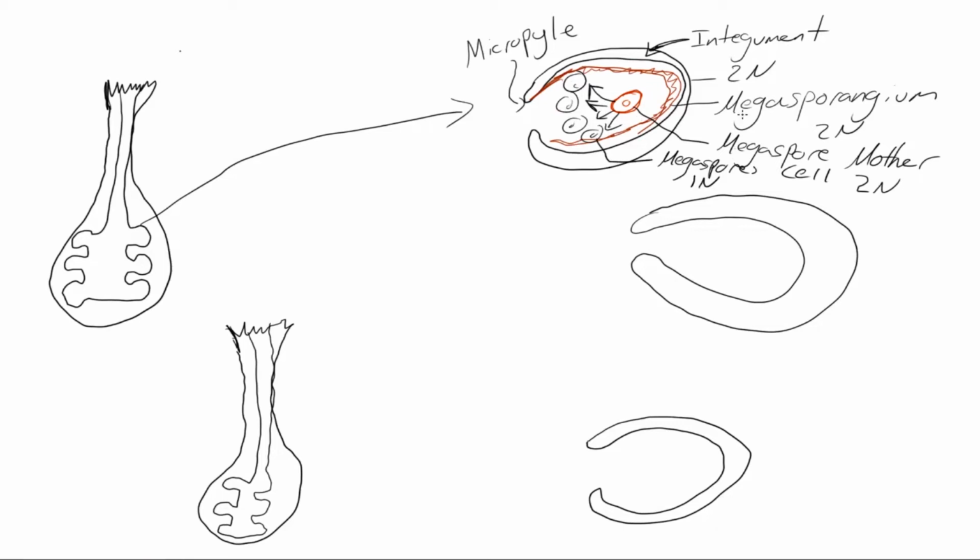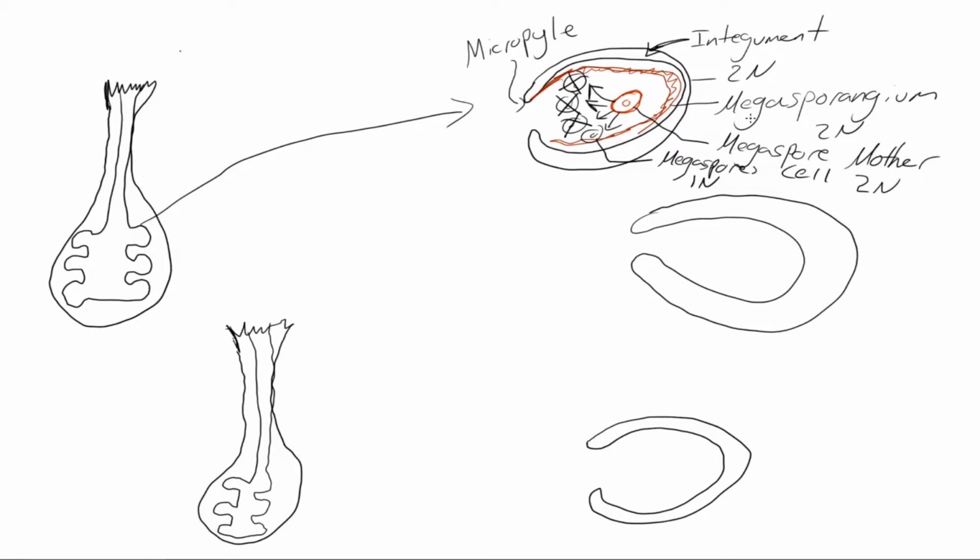Now, one of these spores is going to turn into the female gametophyte. However, all 4 of them don't grow. Only one of them does. So after meiosis, 3 of these spores are going to deteriorate, and only one of them is actually going to grow to be a megagametophyte. So this one megaspore will then start dividing through mitosis, creating that megagametophyte, that second stage of alternation of generations.